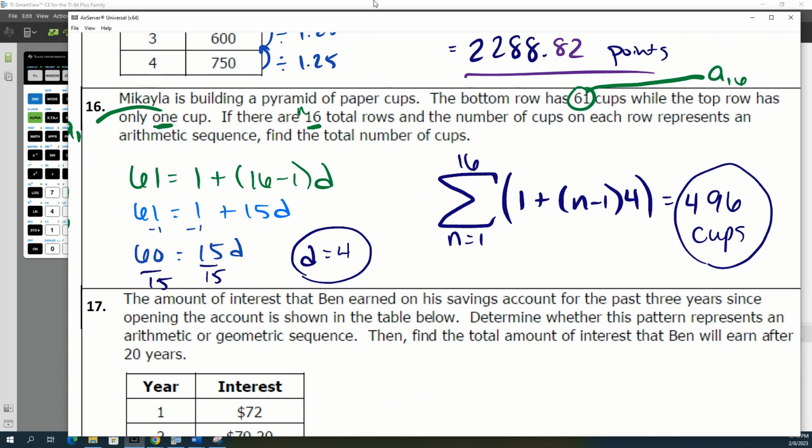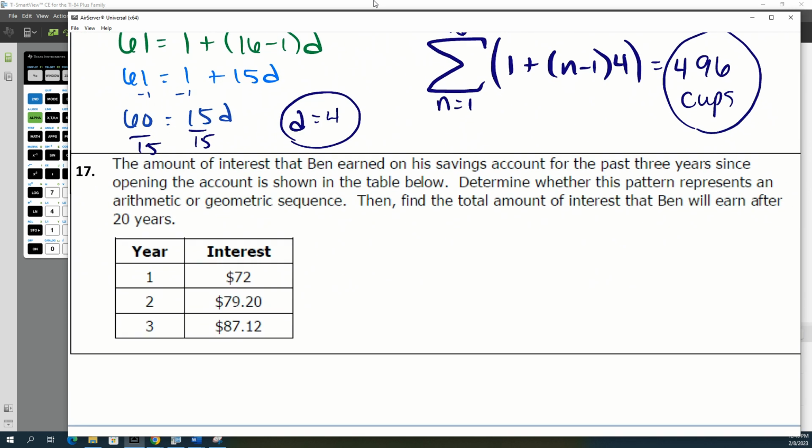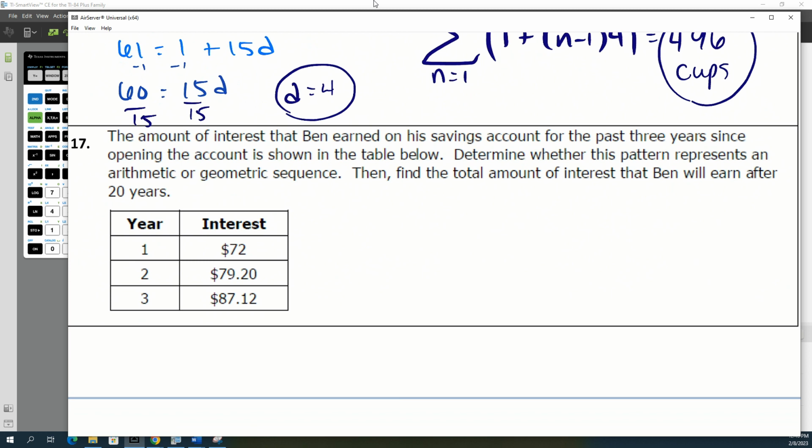Okay, one more, and this last one is about interest on an account. So the amount of interest that Ben earned on his savings account for the past 3 years since opening the account is shown in this table. Determine whether this pattern is arithmetic or geometric. So let's do that first. Like, can you just look at it and tell you're not adding the same thing every time? Like, the numbers are too different. Like, you added something and got 20 cents and then added something else and got 12 cents. Like, that's not going to happen.